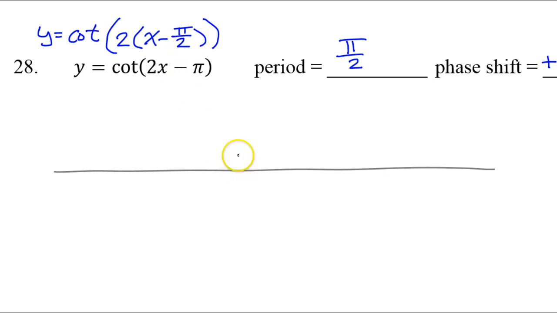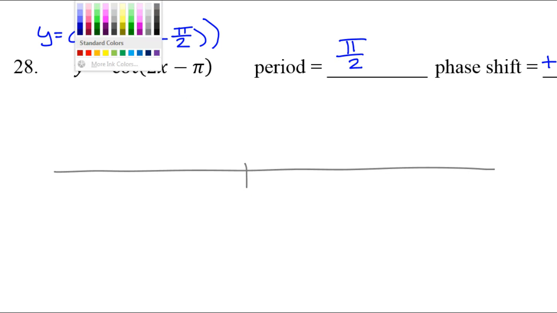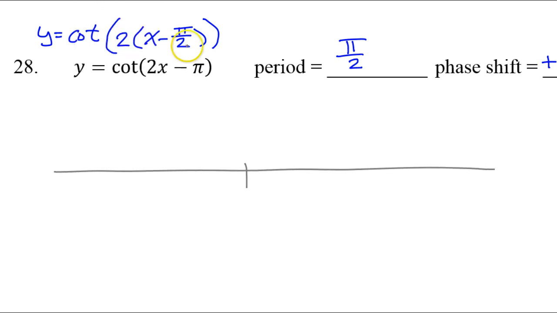But because of the phase shift, I'm going to put a mark right here, but I'm not going to label it 0. I'm going to label it positive pi over 2 because of the phase shift. Not because of the period, because of the phase shift. So I'm going to call this positive pi over 2.